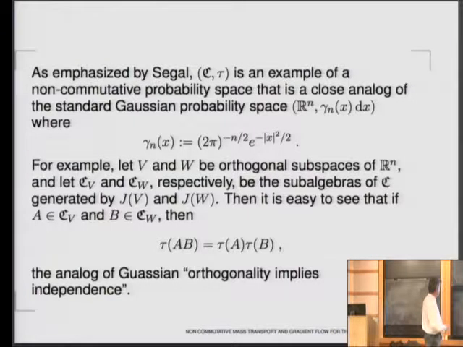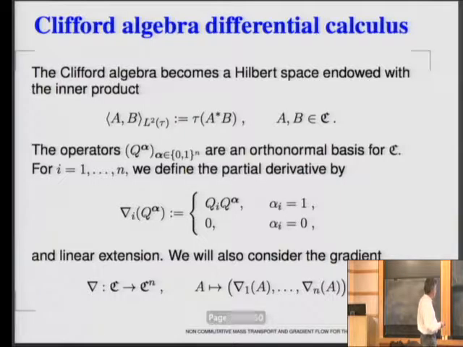If you take two operators A and B, generated in the sense we saw before by two orthogonal subspaces of R^n, then the trace of the product is the product of the traces, and that characterizes this measure. So this really is some kind of non-commutative analog of Gauss space, and the other guys really are some kind of non-commutative analog of Hermite polynomials. You can think of the L2 of this space as the fermionic Fock space, but thinking of it as a Gaussian measure.